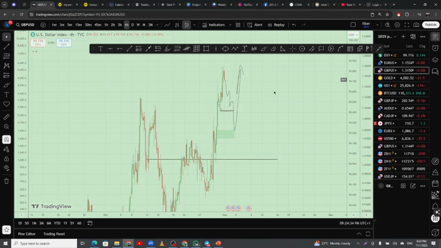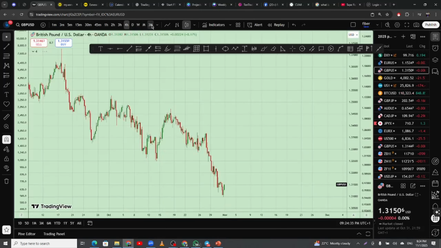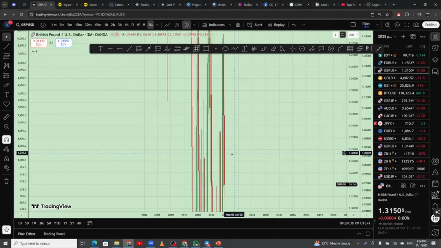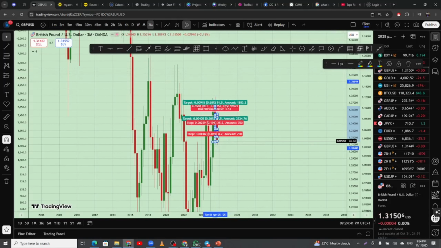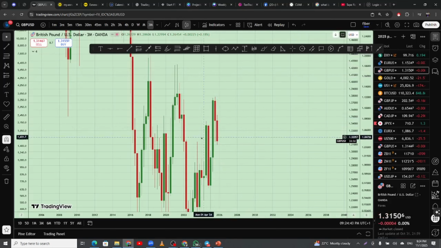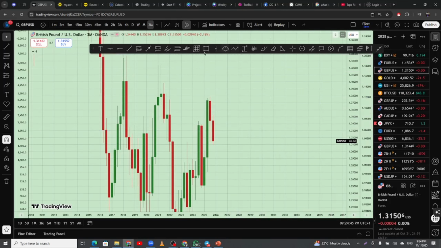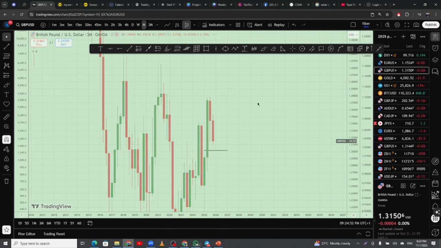Let's go to GBP USD. Right, so on GBP USD price already filled the 3 months fair value gap, and we're still heavily bearish. So we have this high. Let's go to the monthly.